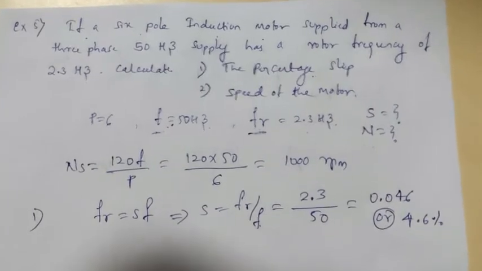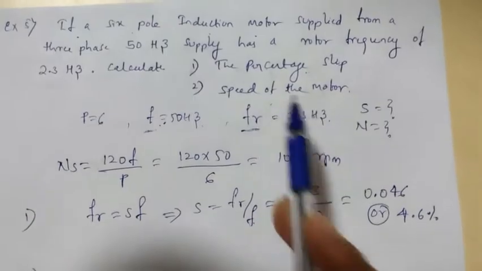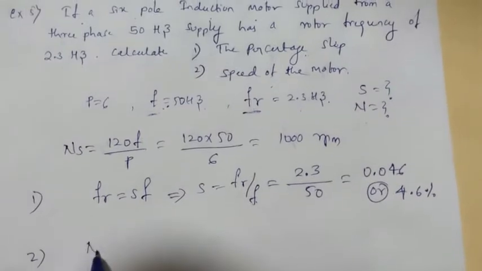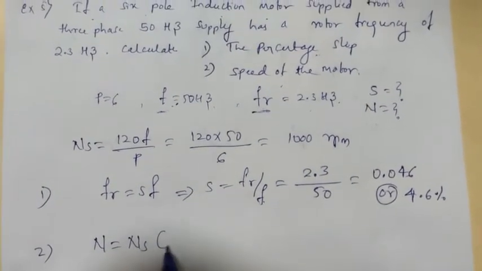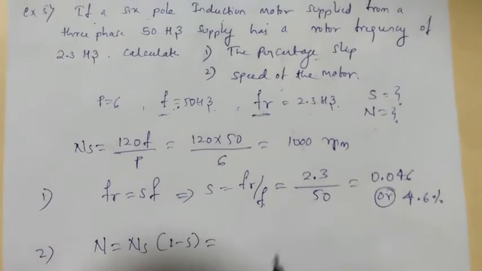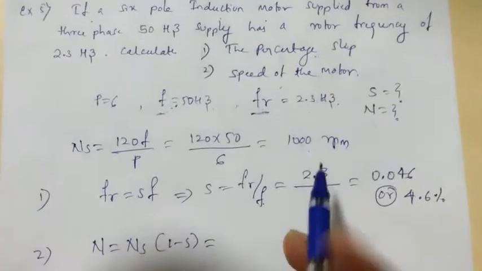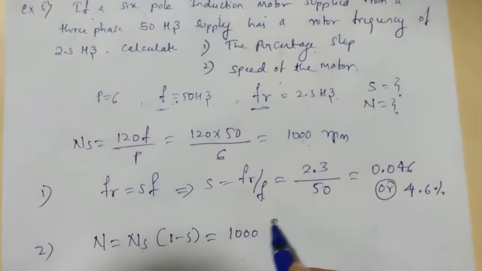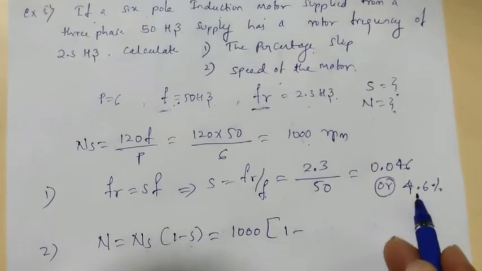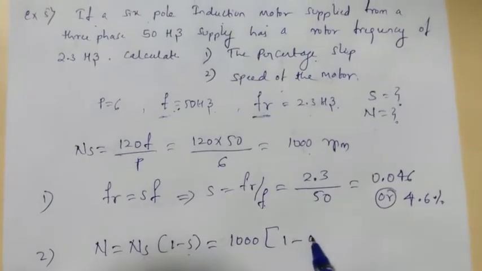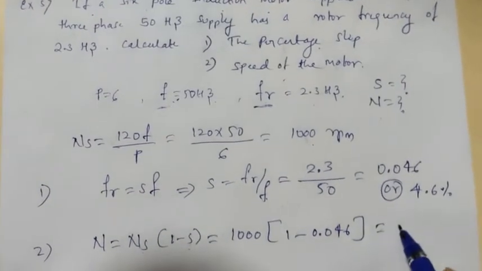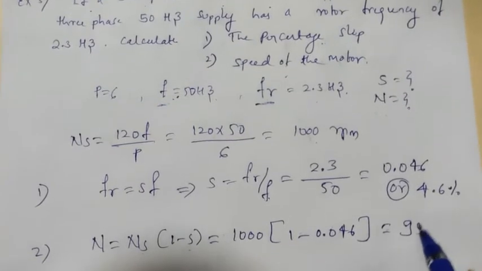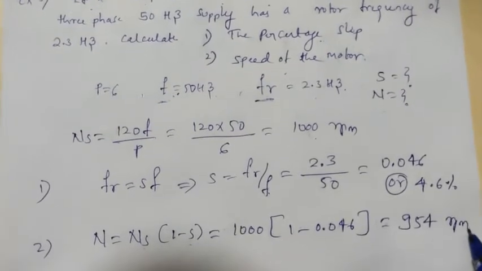Okay, the second one is the speed of the motor, that is N is equal to Ns into bracket 1 minus S. Ns is equal to 1000 RPM, and 1 minus S means 1 minus 0.046. So you will get N is equal to 954 RPM.